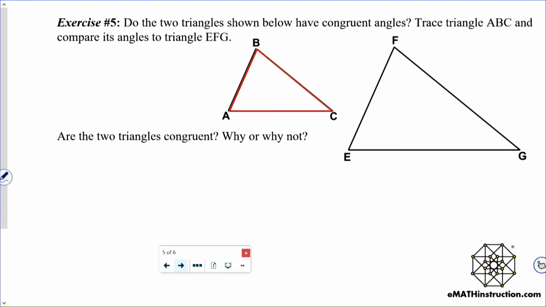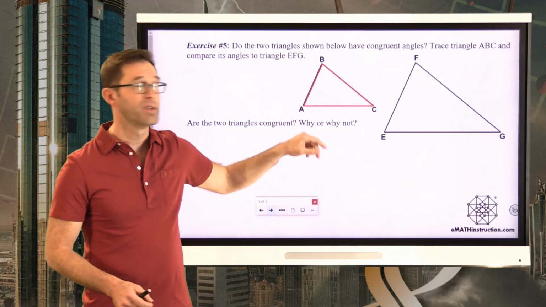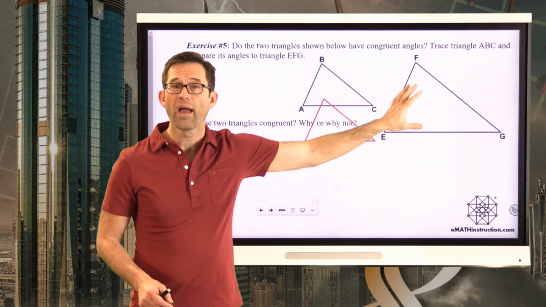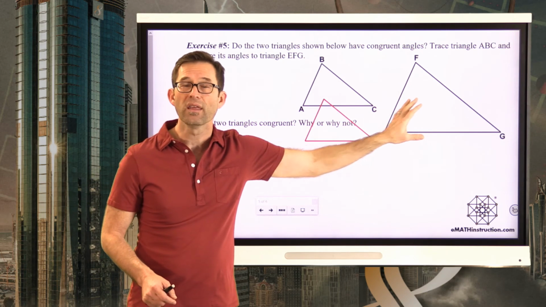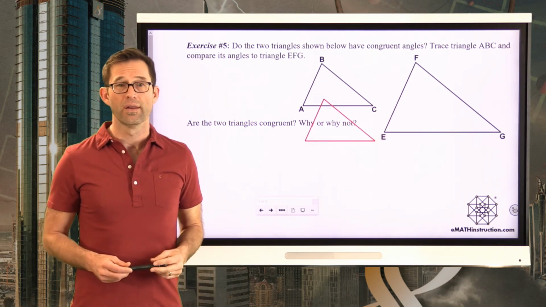Why or why not? All right, so what I'd like you to do is take tracing paper, just like I have, trace out triangle ABC, and then use that to compare the angles between ABC and EFG to see if they have the same angles. Pause the video now and go ahead and do that.